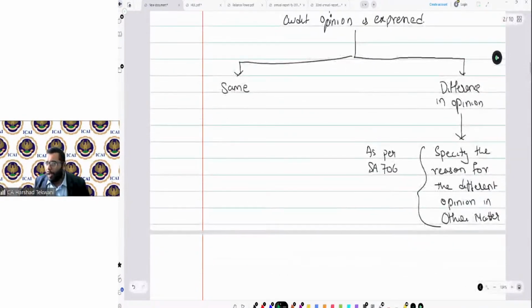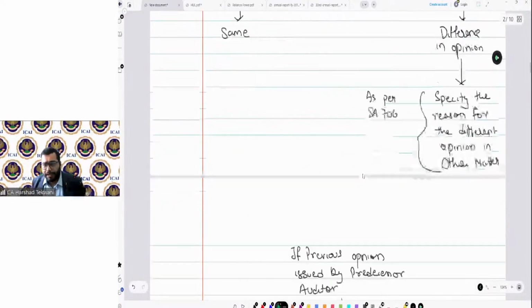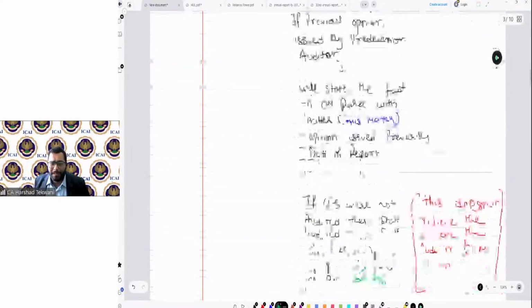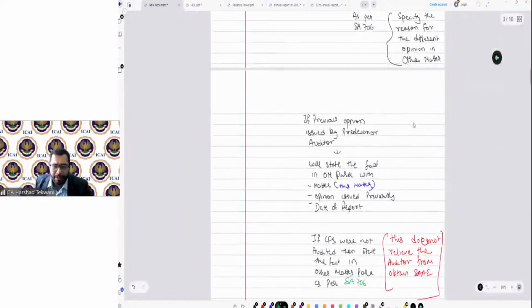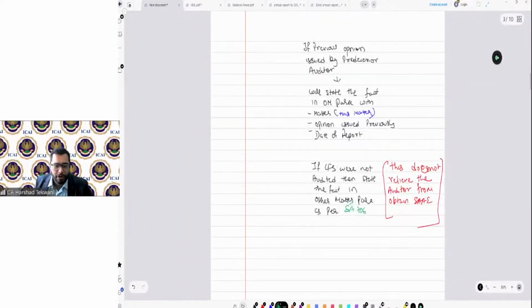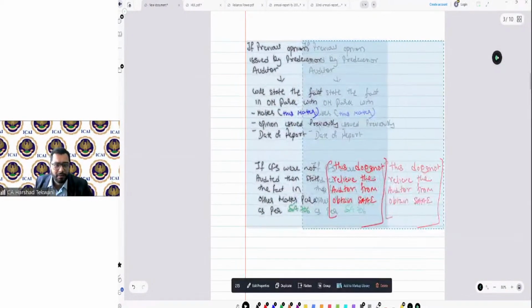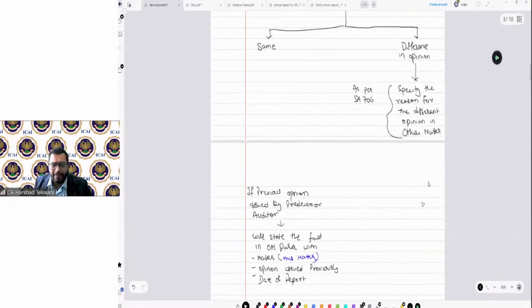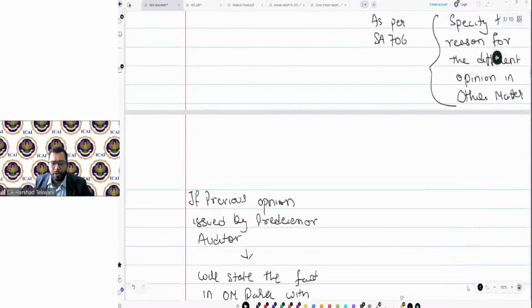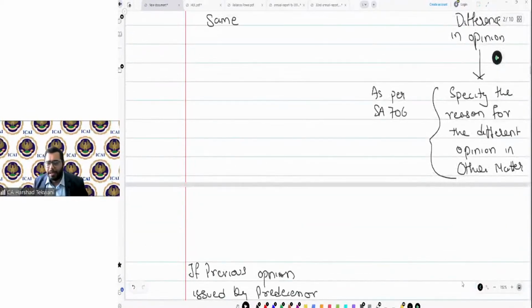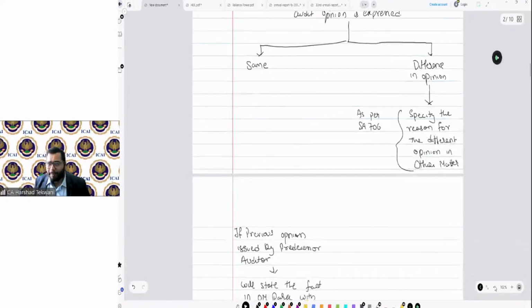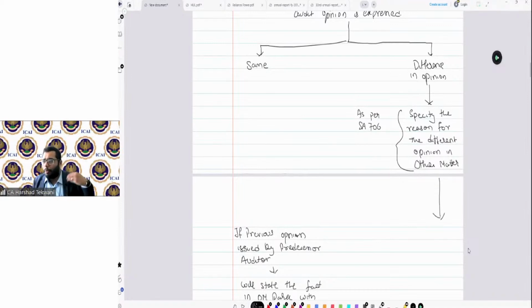Okay. Now, if there was a difference of opinion, as of now I have kept it till here because I want to explain further on difference of opinion. What I'll do is I'll shift this on the left hand side. If there's a difference of opinion, as I told you, I need to state detailed facts in the 706 other matter paragraph. What if the earlier opinion issued was unmodified and I have identified some modification and some material misstatement?